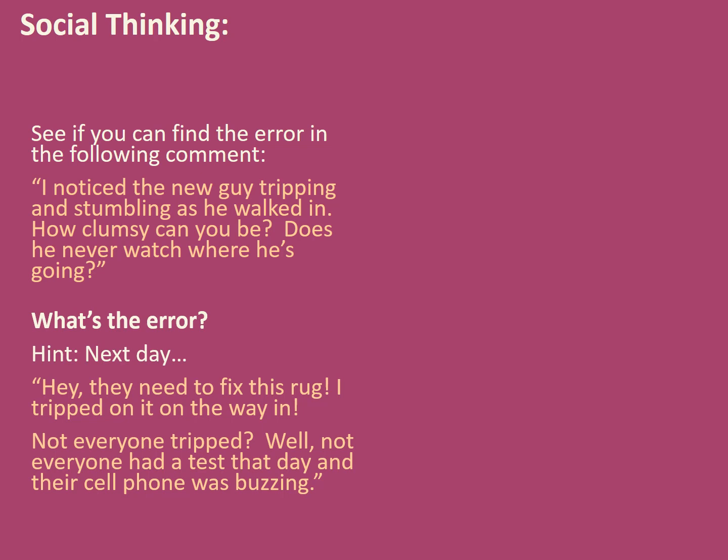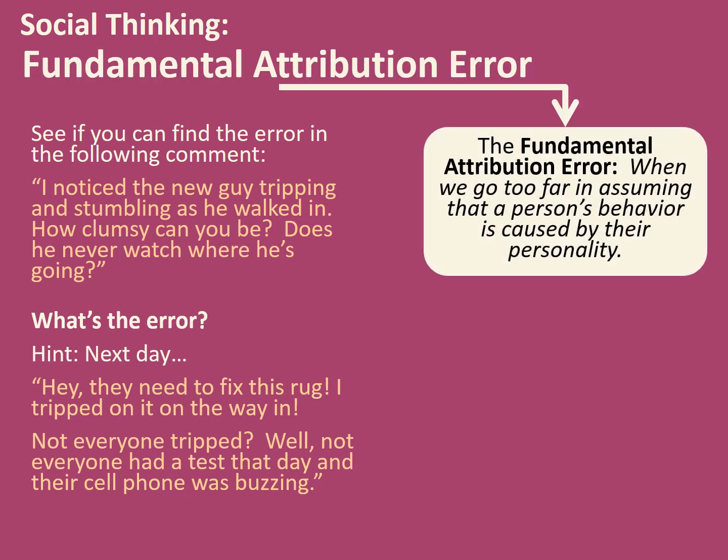They commit this fundamental attribution error. They over-rely on dispositional attributions for other people, and they under-rely on dispositional attributions for their own errors. Right? So they say the person's behavior is caused by their personality. They're clumsy, versus there's something wrong with the rug. But for yourself, you say the opposite. It's the rug, not me. And you see this over and over again. This is the fundamental attribution error. We go too far to assume that a person's behavior is caused by their personality.